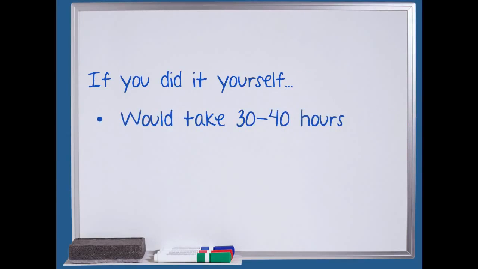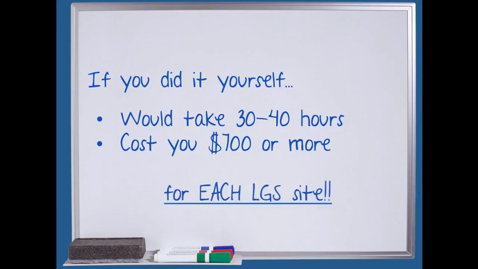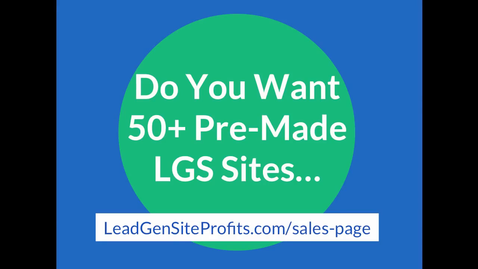And the thing is, like I already mentioned, if you did this yourself, it's going to take you 30 to 40 hours to create, and that's with using outsourcers too. Or it's going to cost you $700 or more, including getting the video done, the report written, the theme created, all that good stuff. And that is for each LGS site alone. Well, we have 50 pre-made lead gen sites. So that's like $35,000 in value that we have ready to go at your disposal, to really kickstart your lead gen consulting business very, very quickly.